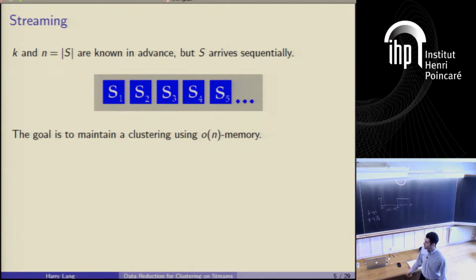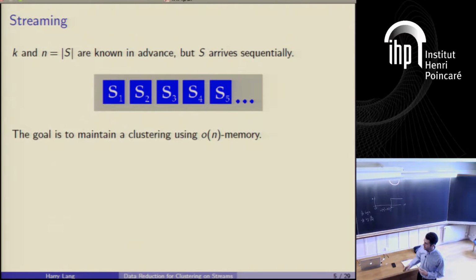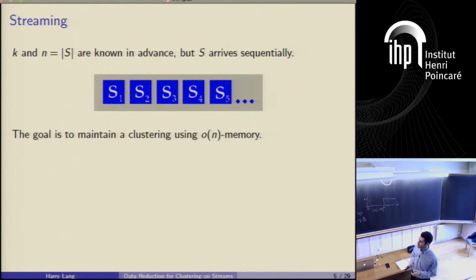Okay, so we're going to be working in streaming. In advance, someone gives us k, how many clusters they want, and n, the size of the input. There are some easy tricks to get around knowing n in advance. So really, we know k in advance, and we get a stream of data. The points are arriving one by one, and we want to maintain a clustering using sublinear memory and hopefully polylog memory, so polynomial in k and some polylog in n.